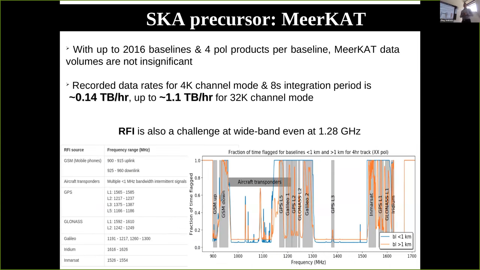With up to 2016 baselines and four polarization products per baseline, the MeerKAT data volumes are not insignificant. The recorded data rate, for example, for a 4K channel mode and 8-second integration period is around 0.14 terabytes per hour, which can reach up to 1.1 terabytes per hour for a 32K channel mode. In addition, RFI is also a challenge with such a wide band, but it is now being very well dealt with. I'm just mentioning that in the era of very big bandwidth, we have all sorts of emission that interferes with our bandwidth.